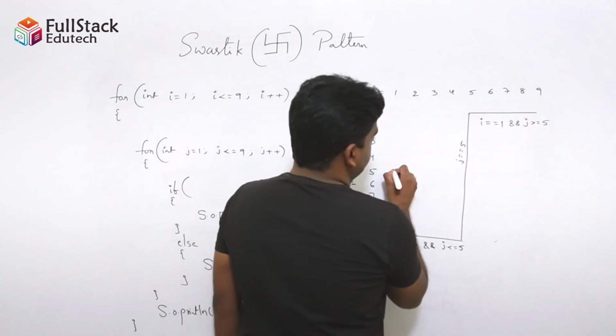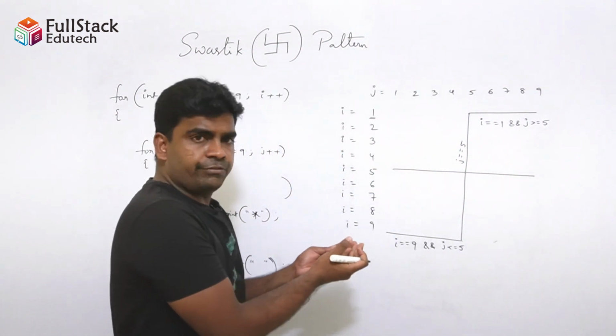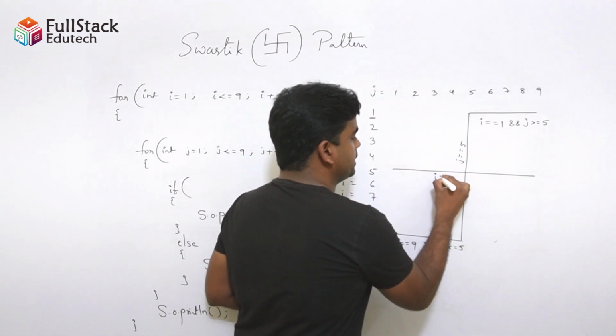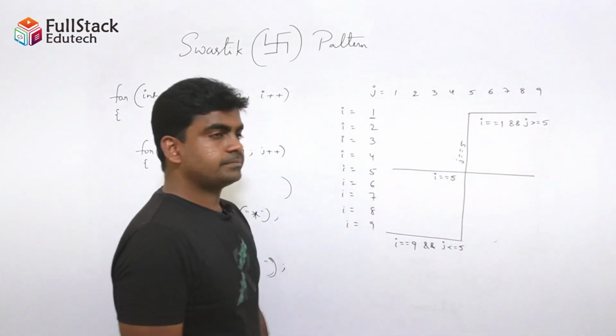Next I want to display this one. It is the fifth row. The entire row I need to display. So i equals to 5.